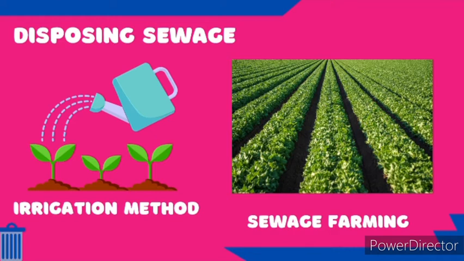Then we have sewage farming. This is spreading sewage on the farm to grow crops. Now, sewage can act as fertilizers to improve crop growth.